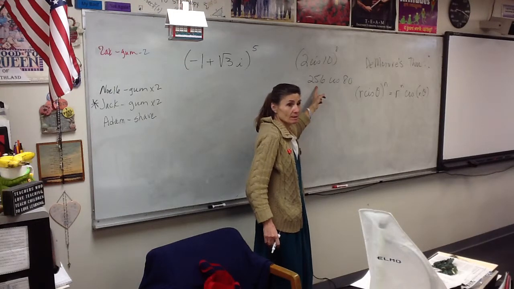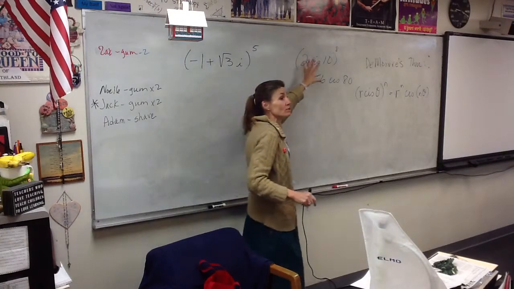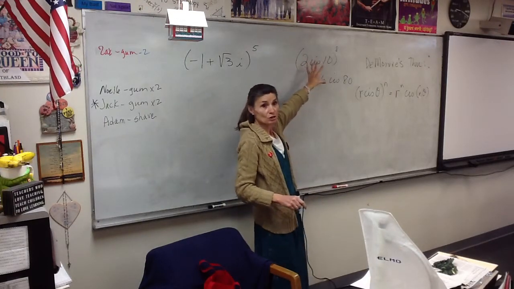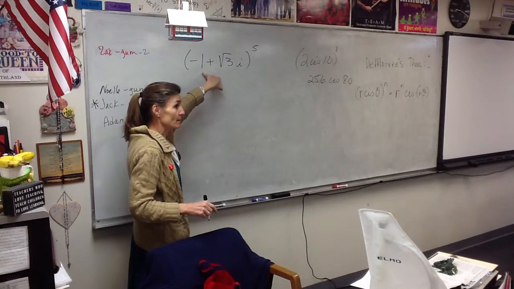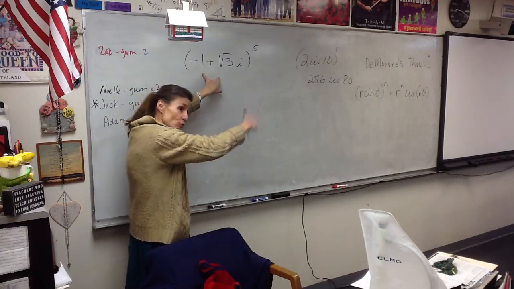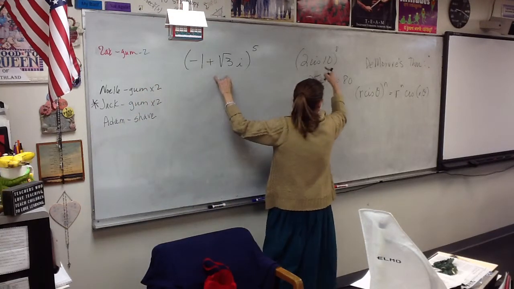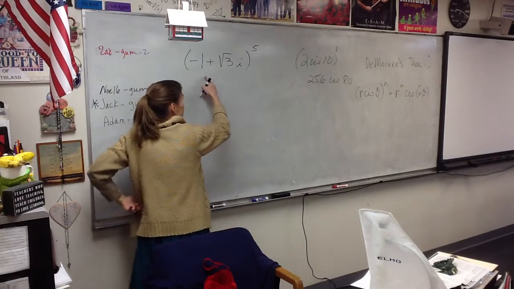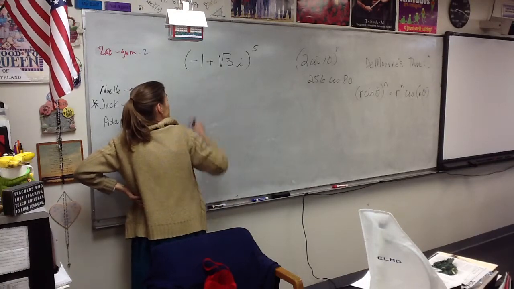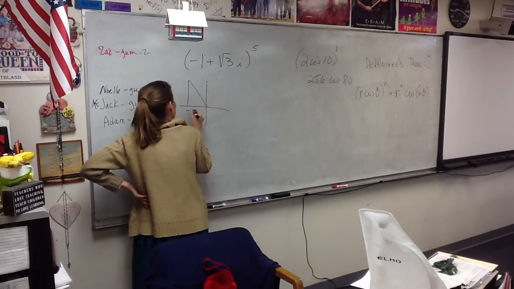Get it into the formula. So the first thing I need to do, if I want to use this really fast procedure, the first thing I need to do with this number is get it into trigonometric form. Because if I'm going to use DeMoivre, my number has to be in trigonometric form. So how do I change this into trigonometric form? Draw a picture.